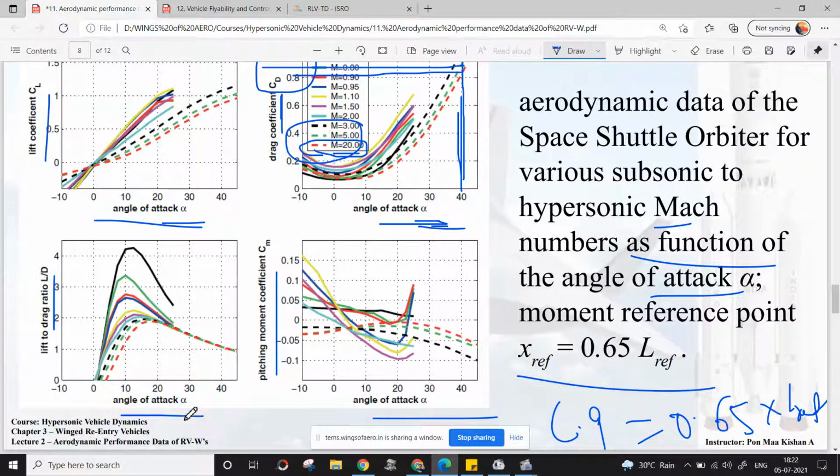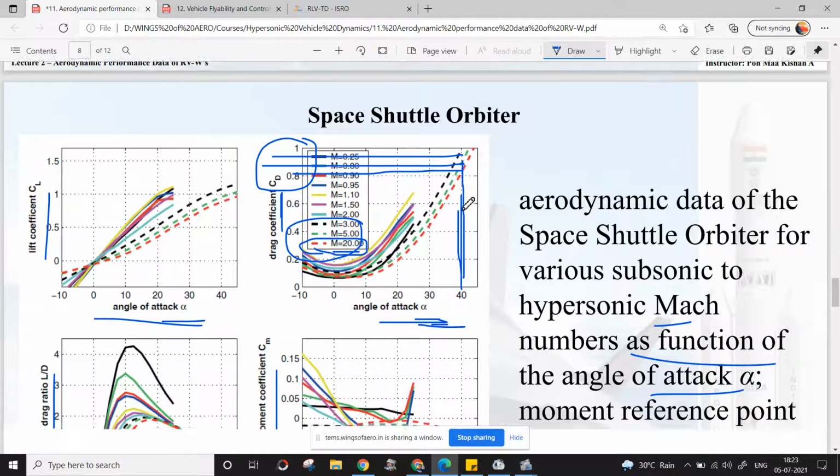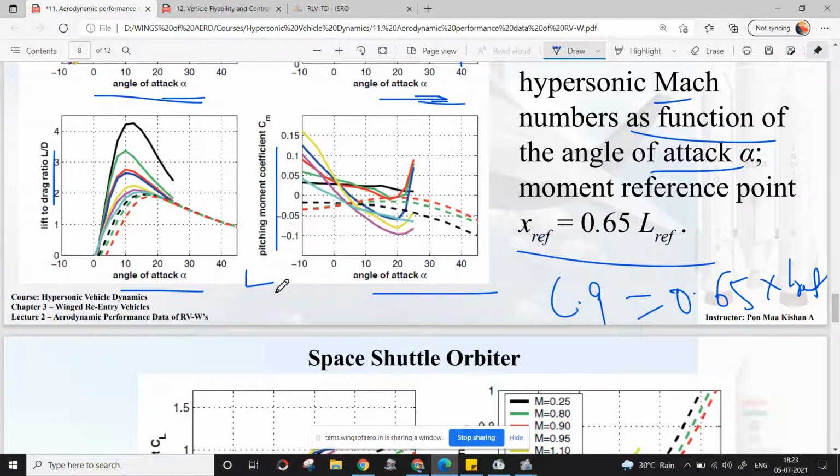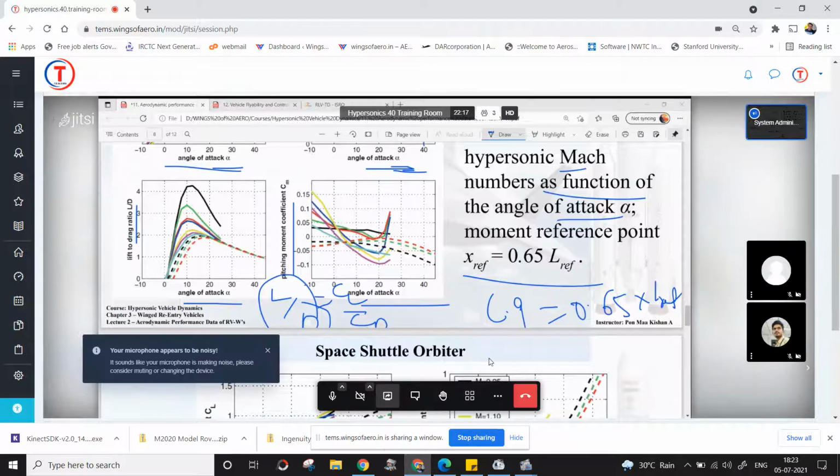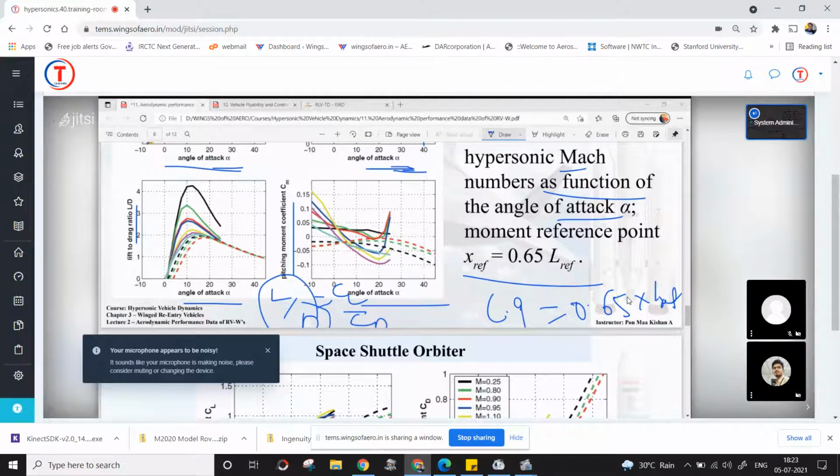Next we are going to compare angle of attack and lift to drag ratio. What is happening? Drag is higher in this scenario. L by D can be written as CL by CD also. So what is the other name of this L by D ratio, lift to drag ratio? Aerodynamic efficiency. Yes, aerodynamic efficiency.